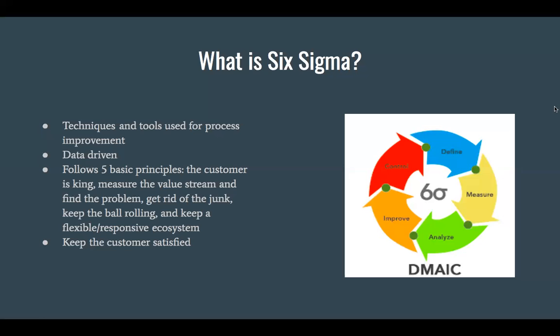The fifth and final principle is to ensure a flexible and responsive ecosystem. This basically means being responsive to changes that are made. Once a problem is eliminated or improved upon, the business wants to be able to continue with team members who can adapt quickly to the new changes. Once again, the overarching goal is to reduce product defects while keeping the customers happy.